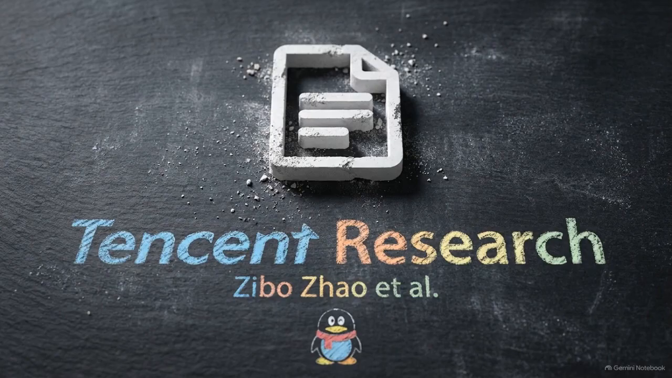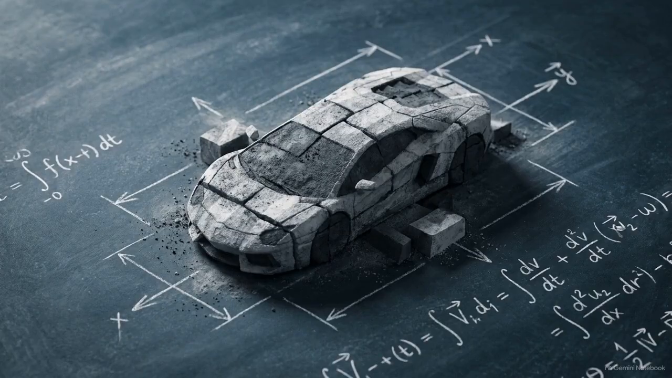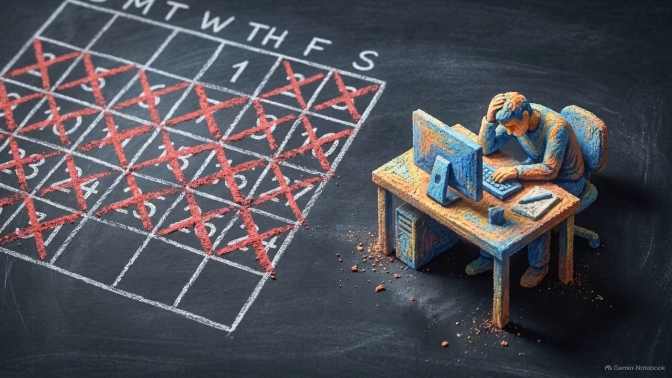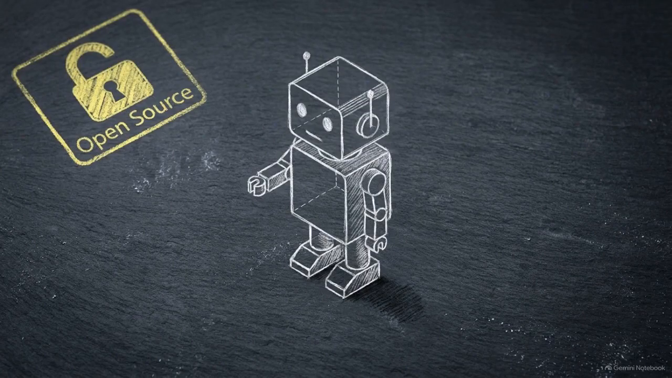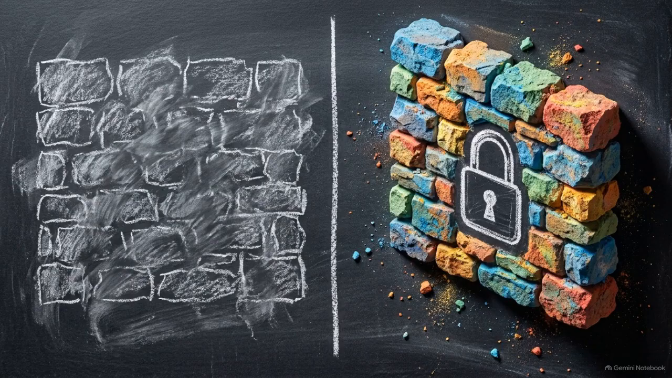The research comes from a team at Tencent, detailed in the paper Hunyuan3D 2.0, Scaling Diffusion Models for High-Resolution Textured 3D Assets Generation. In game development, virtual reality, and industrial design, creating a single production-ready 3D asset requires manual modeling, UV unwrapping, and texturing. This process reliably takes days per object. Open-source generative models have attempted to automate this, but they consistently struggle to produce geometry that strictly aligns with the input image. Their texture outputs also lack the high-resolution detail found in proprietary closed-source models.